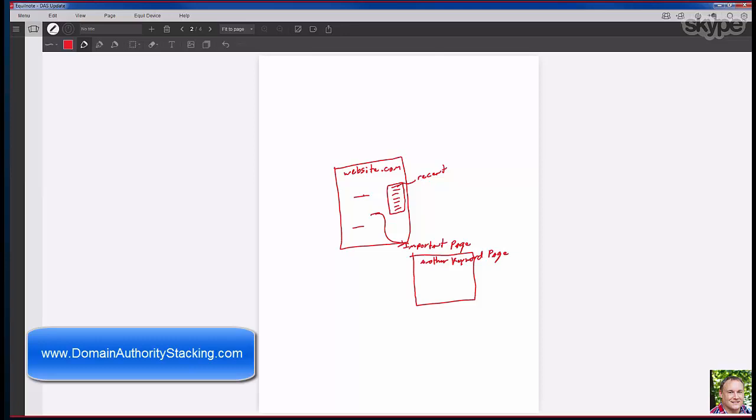And so when link juice comes down, let's say you're hitting the homepage this time with backlinks, then what's going to happen is that link juice will flow and it's going to hit this, it's going to hit this, it's going to hit this, and it'll power up these pages, right? So you'll get some link juice going to your important pages. Now if you don't ever change these links, they're going to be fine.